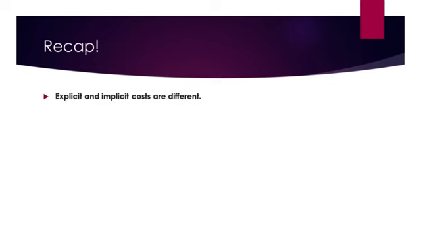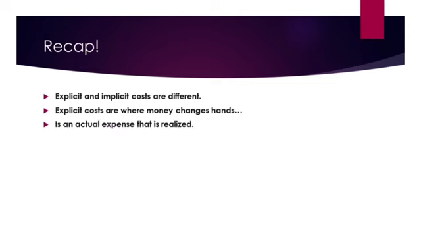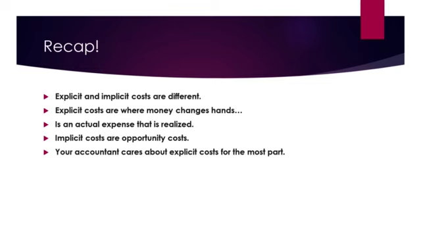Let's recap. We've just explained that explicit and implicit costs are different, where explicit costs capture situations where money changes hands. So we talked about paying a bill, paying your rent, buying raw materials, paying your workers. Explicit costs are an actual expense that's realized. I write it into my general ledger, I use it to determine my profits, etc. Implicit costs are our opportunity costs. And as we've learned in economics, every decision has an opportunity cost.